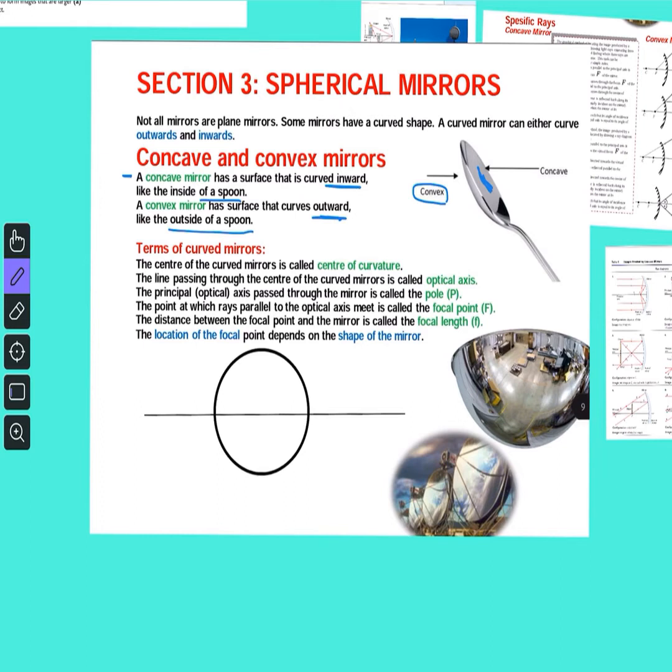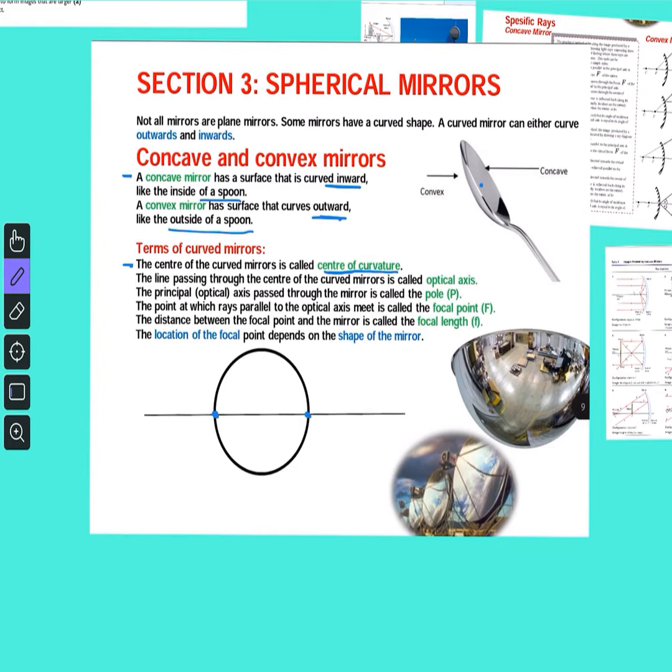There are some terms we have to know for curved mirrors. For the first term, the center of curvature of the mirror, we call it the center of curvature. The center that makes the curve, we call the center of curvature. For example, if you look at the spoon, this part, that's the center of curvature. We call it the center of the curvature. That's it.